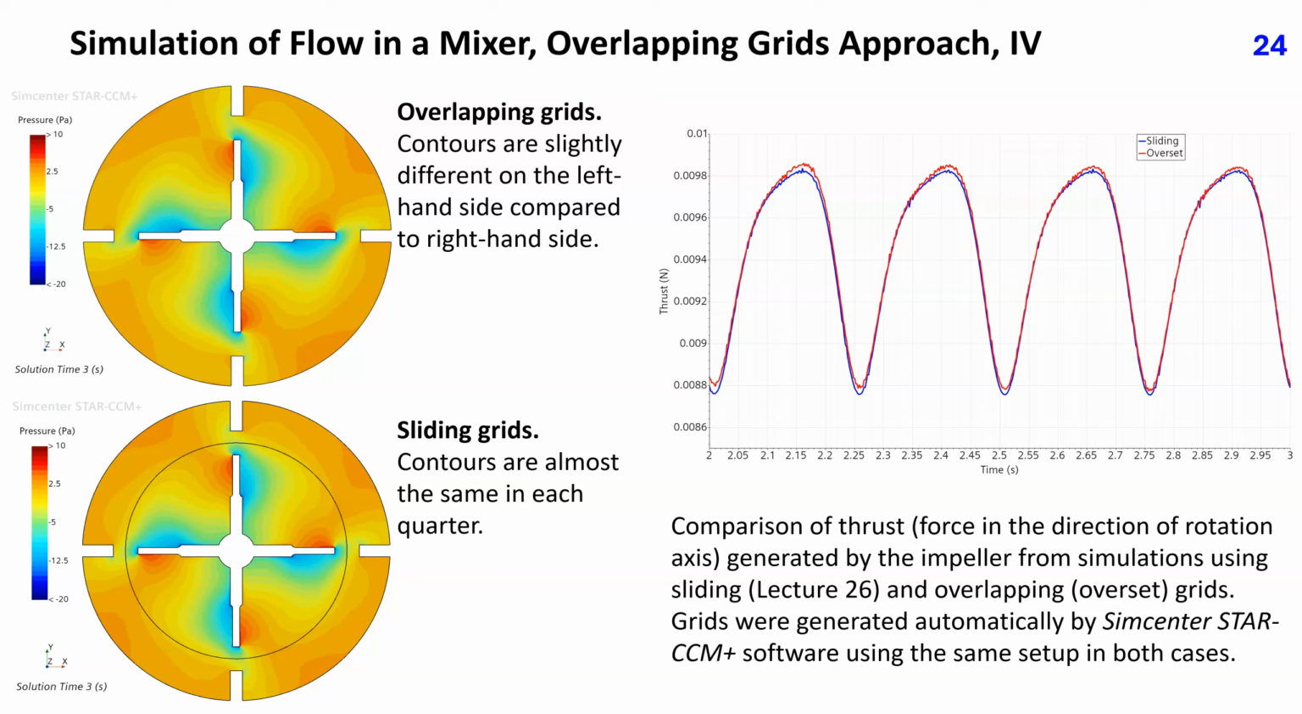Considering that the difference between highs 0.0098 and lows 0.0088 is relatively small compared to the mean value 0.0093, and that the grids are relatively coarse, the difference between the solutions is negligible, around 1%.